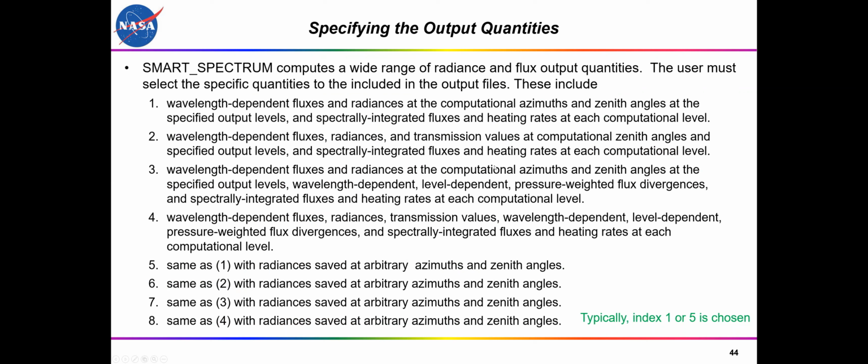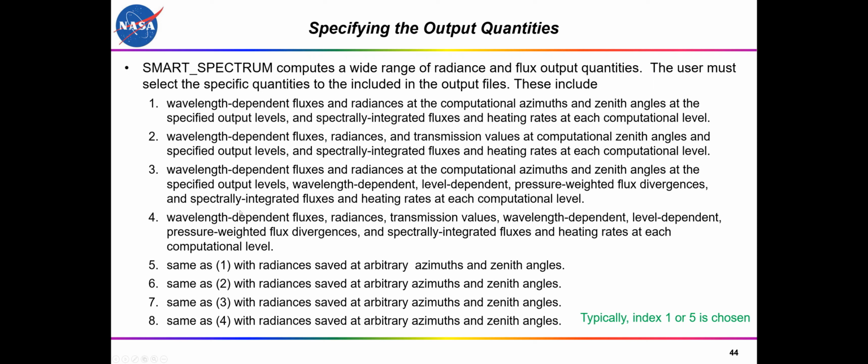So you've now told it how you would like to run the calculation, and you need to tell it what you would like to have in output. I give you a lot of choices in what kind of radiances to calculate. Usually users choose 1 or 2 here: wavelength dependent fluxes, radiances, and transmission values at the computational zenith angles and specified output angles, or spectrally integrated fluxes and heating rates at each computational level. And that's the thing that will tell you.